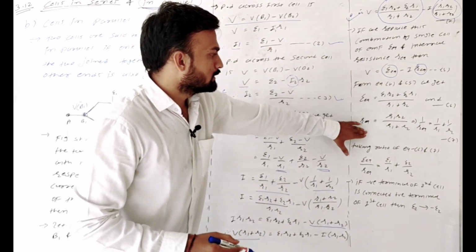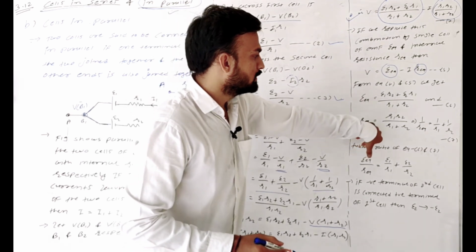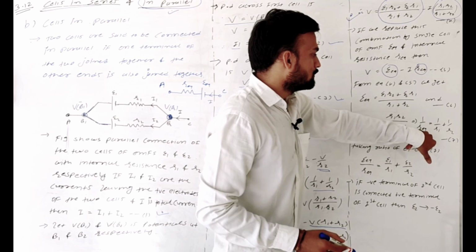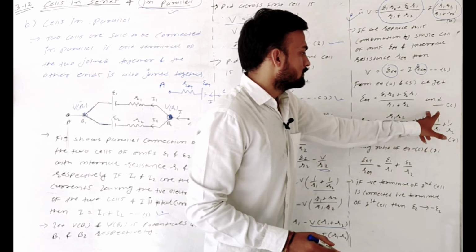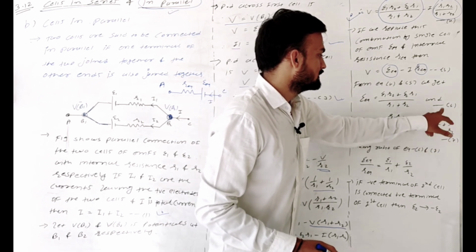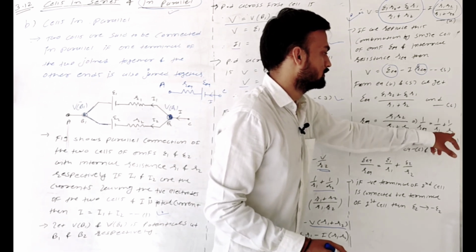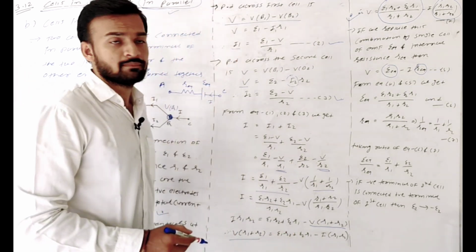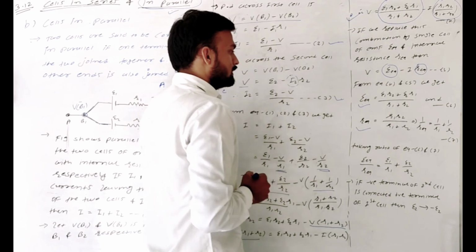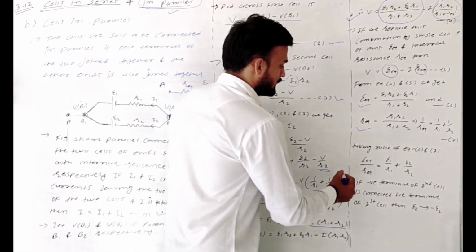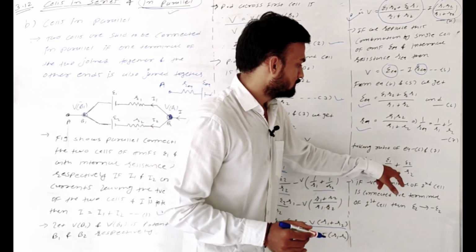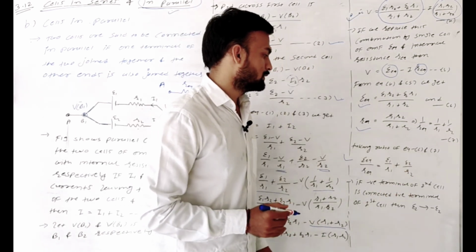After simplifying this R equivalent, you can see that it is nothing but the parallel combination of two resistors. So the equivalent resistance, 1 over R equivalent, is nothing but 1 over R1 plus 1 over R2. Now taking the ratio of these two, E equivalent by R equivalent is nothing but E1 by R1 plus E2 by R2.